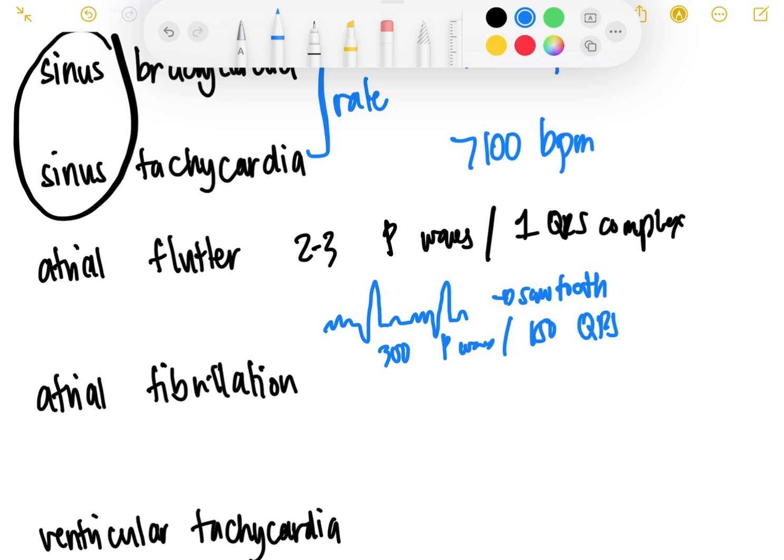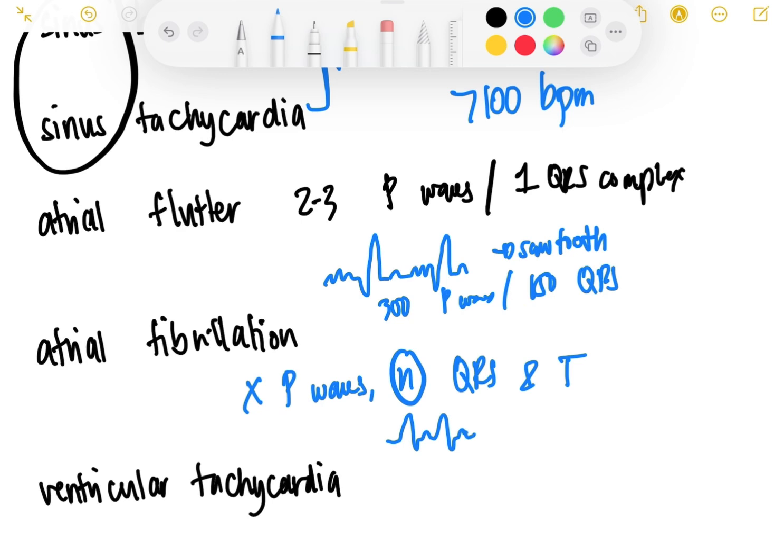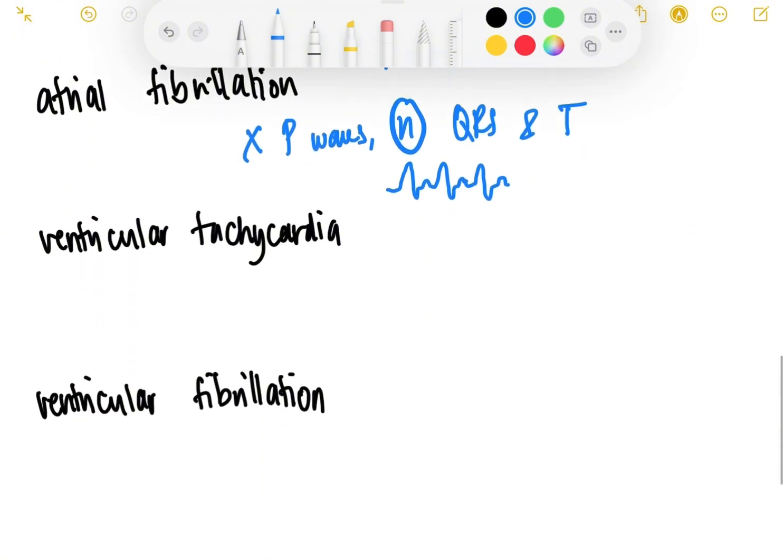Next, you have atrial fibrillation. Pag sinabi nating atrial fibrillation, there are no P waves. But, normal si QRS and si T. Normal si QRS and si T wave, pero walang P wave. So, paano itsura niyan? You have QRS, T, normal. So, wala siyang P wave, but there is normal QRS and T waves. Now, ito yung pinakadelikado sa kanila lahat.